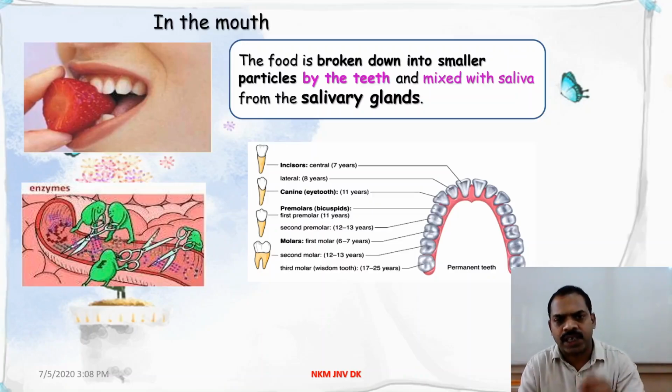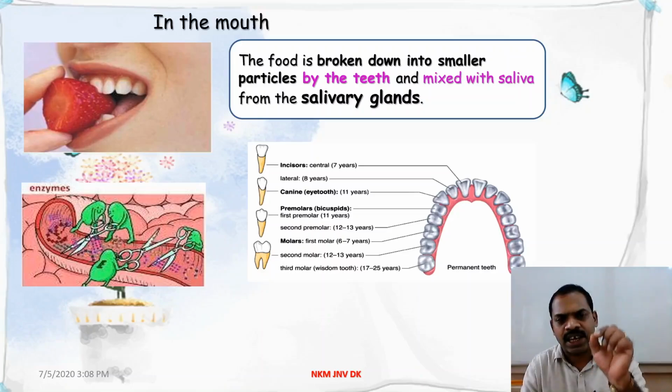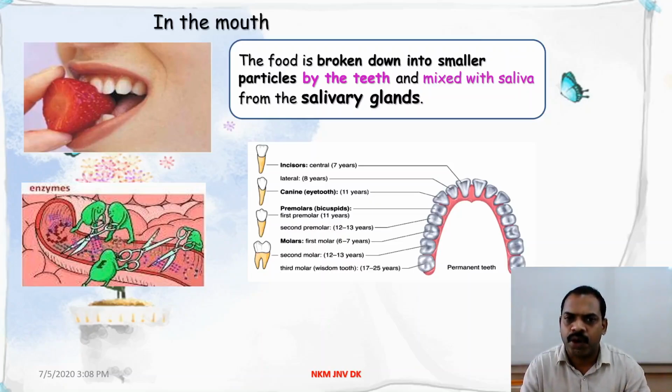Even if it is flesh meat, like a bigger chicken leg, we will use a canine. Premolars are for crushing. So incisors cut, canines tear, premolars crush. If a nut like badam is given, we will use our premolars to first crush it. Then molars will grind it.